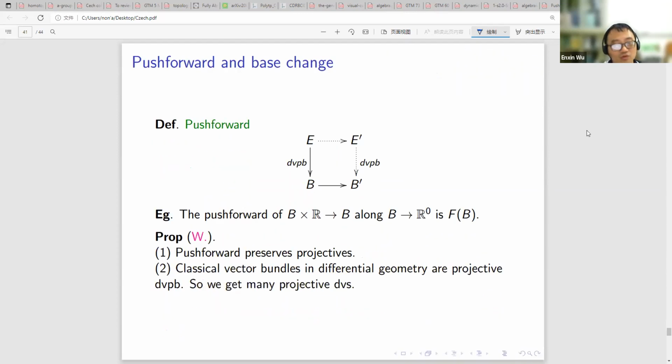So in this way, what do you get? You get many projective diffeological vector spaces, because you just take a classical vector bundle in differential geometry, push forward along the trivial map to a point, and you get a projective diffeological vector space for free. So you get many amazing things, right?